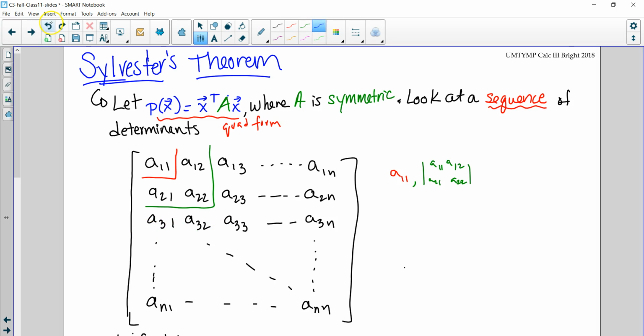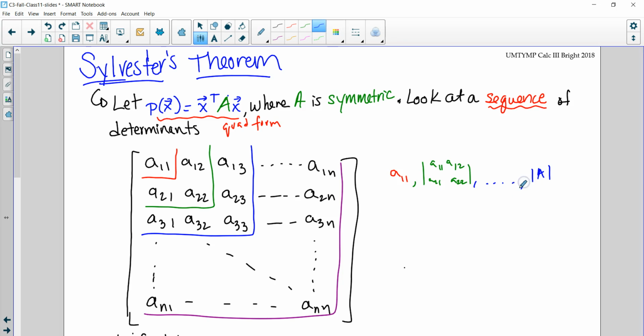let me do a different color here. Then we do the next one, and we continue until we get to, well, the whole darn thing. Dot, dot, dot, and then eventually we'll get to the whole thing. All right, we look at that sequence.